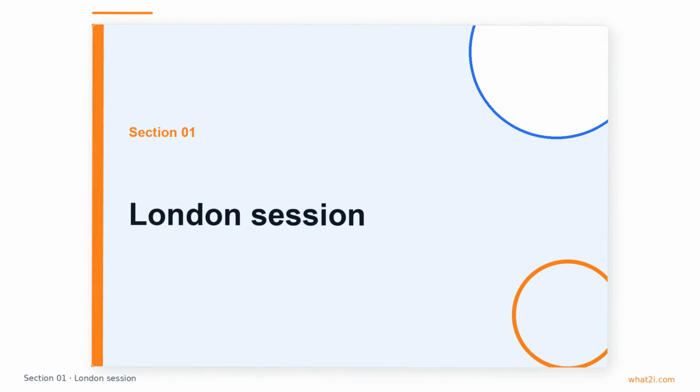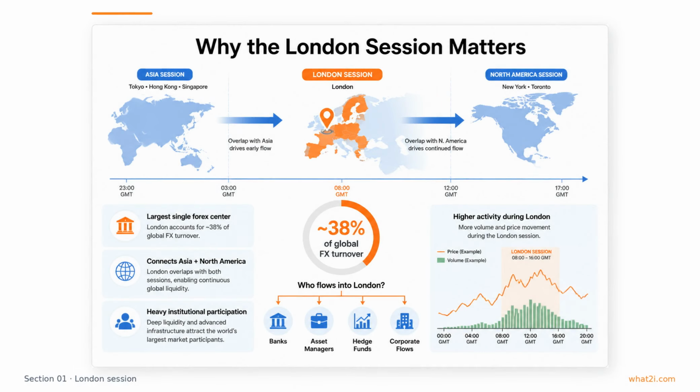Section 1. London Session. The London session matters because it sits at the center of global Forex activity. A very large share of daily currency turnover passes through London, which means prices discovered there often influence the rest of the trading day. It also connects the end of Asia with the start of North America, so order flow from different regions can meet in one place.